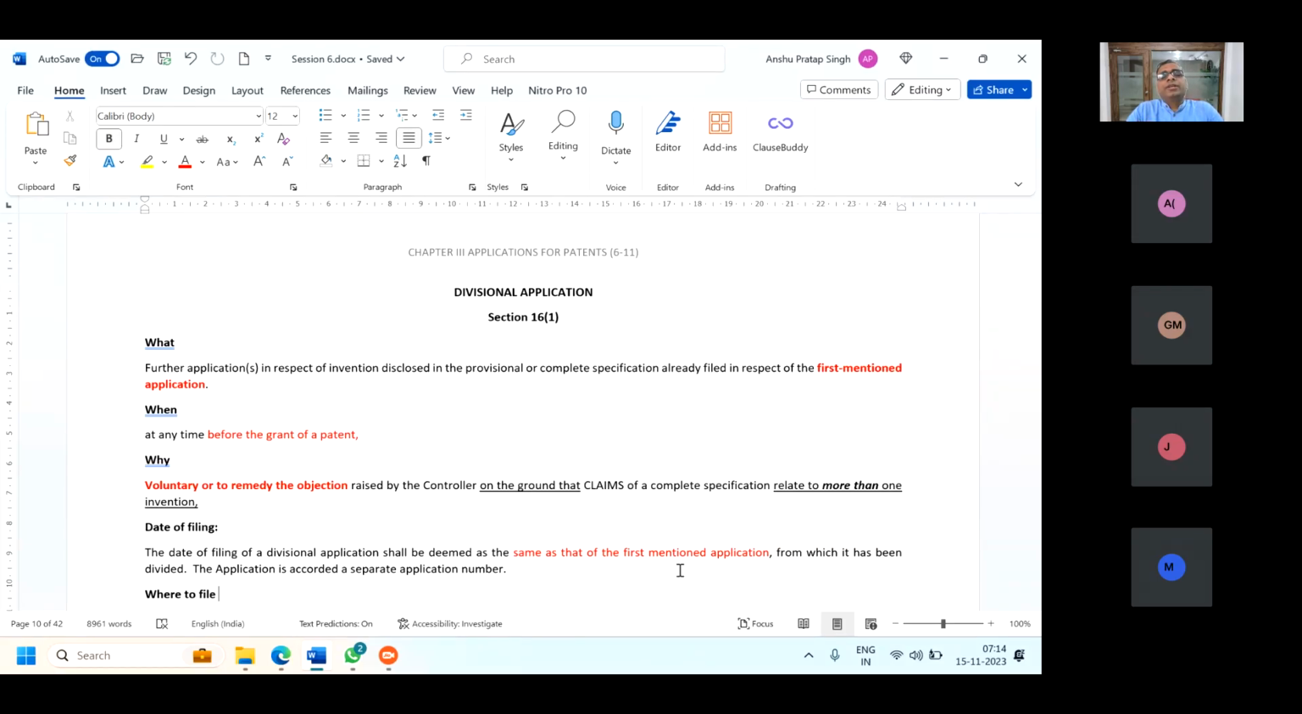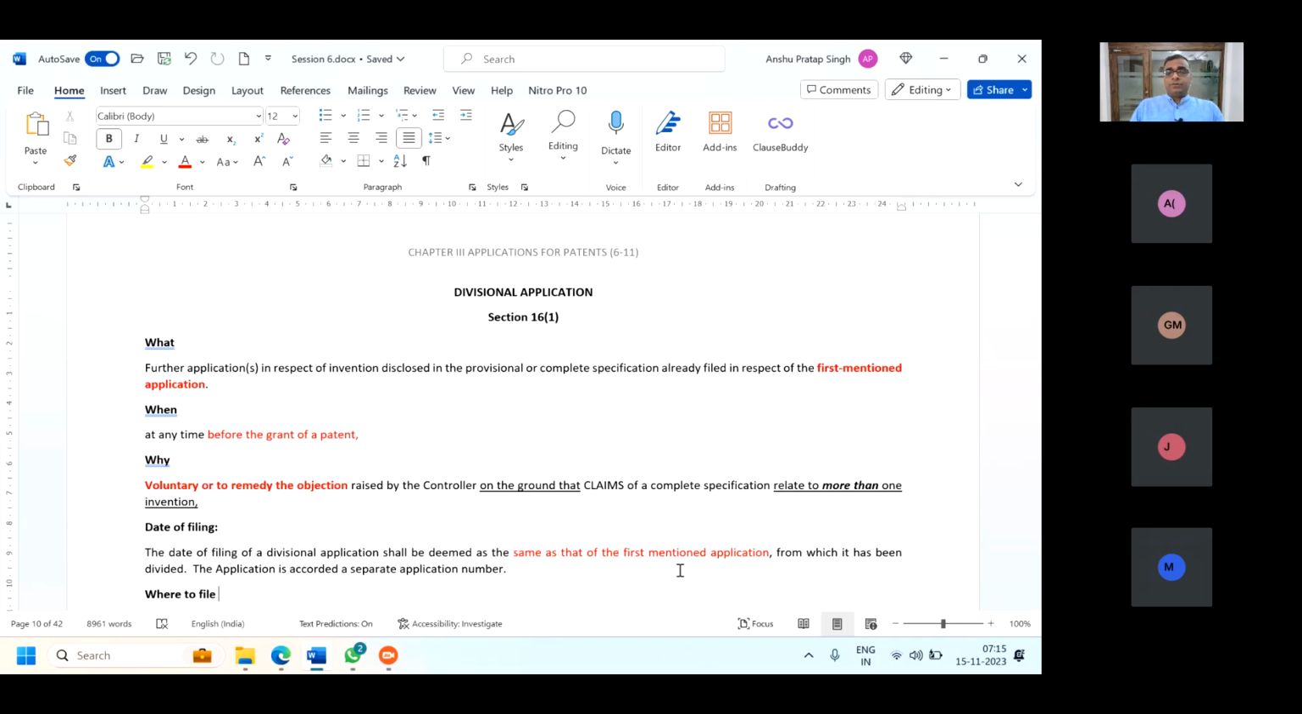Or the controller may raise an objection that the complete claims which you have drafted relate to more than one invention. Since the claims of the complete specification relate to more than one invention, this objection will come. So there is only one remedy: you bifurcate the existing application. The moment you bifurcate, there are 2 applications. One, the original application. Second, the new application. The original application will be known as the first mentioned application, and the new application is known as the divisional application. Section 16 deals with that.